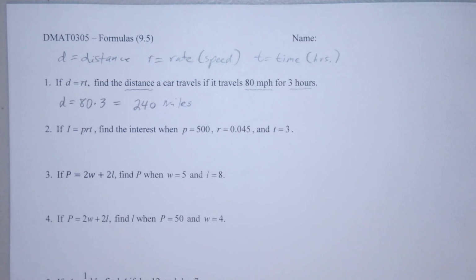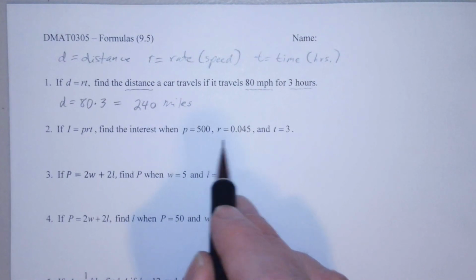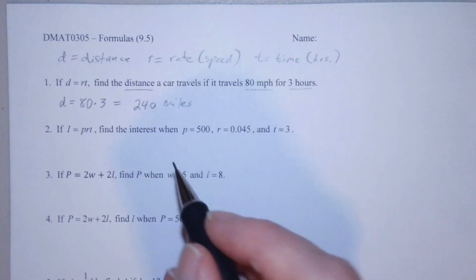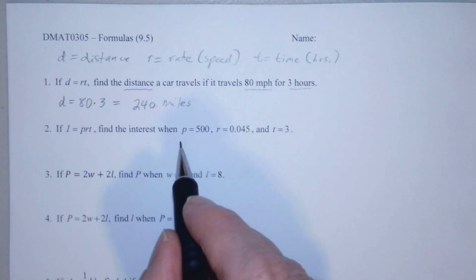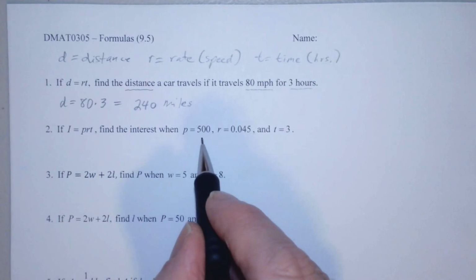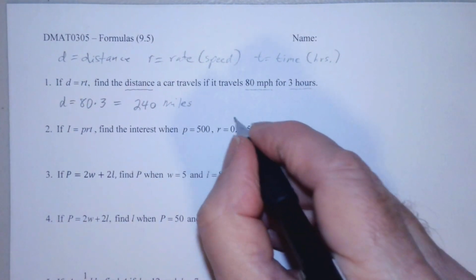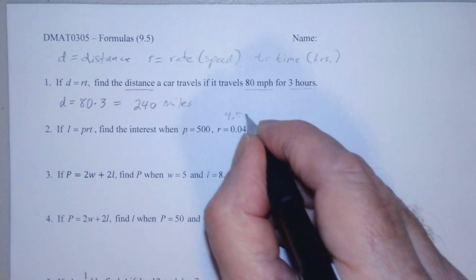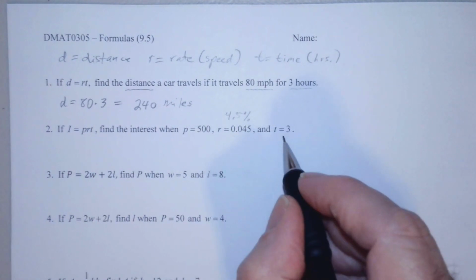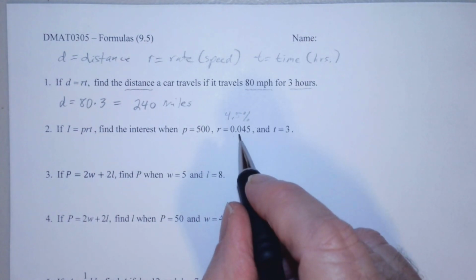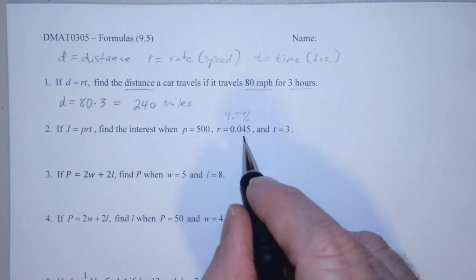Alright, so on number 2 we're using the interest formula I equals PRT. And notice they've given us P, R, and T. Now I is for interest, P is for the principal or the starting amount, R is the interest rate. Notice we wrote it as a decimal here. This is 4.5%. And the time is 3. But when we do our calculations, we always let R be in decimal form.